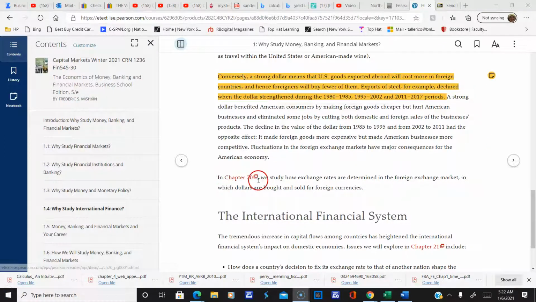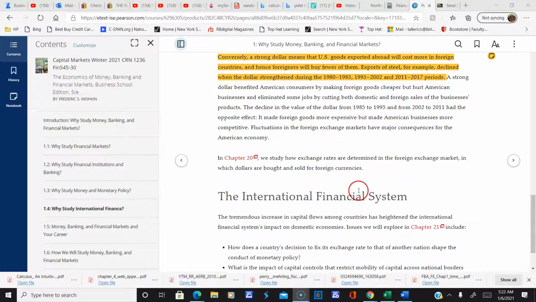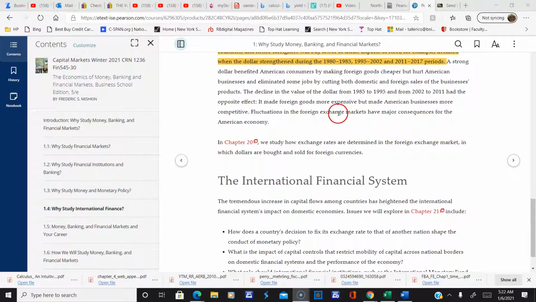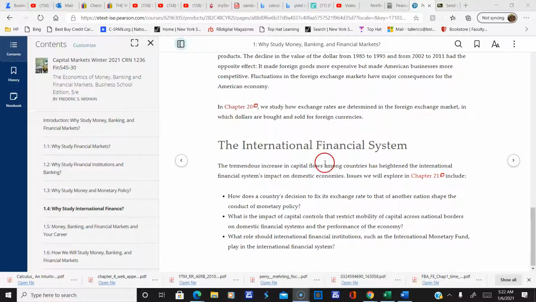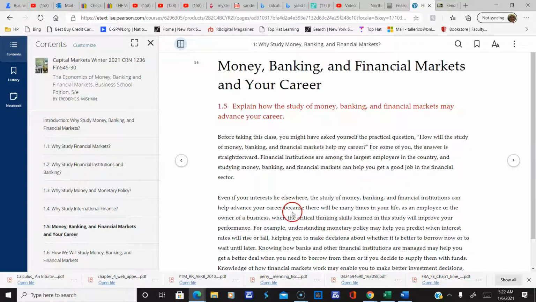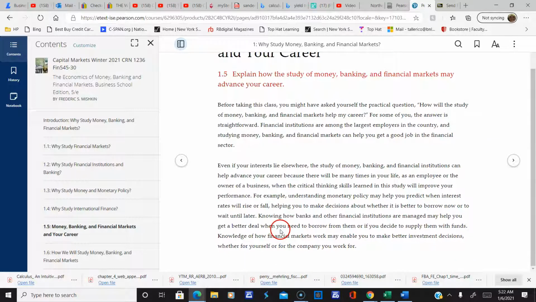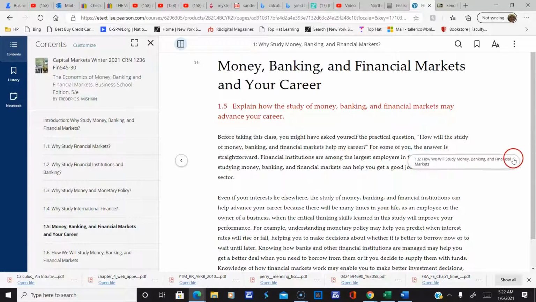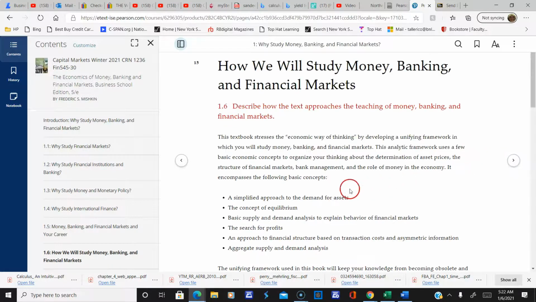Chapter 20 will go into detail. If you want to read ahead, feel free, on how exchange rates work and foreign exchange. It's basically a 24-hour exchange market that never goes to sleep. Then there's the international financial system, which is going to be covered in chapter 21. I don't think we might get to that. There's a lot here and you could read this on your own about your career in money and banking, and how we will study money, banking, and financial markets.